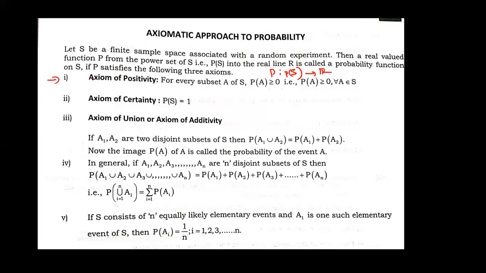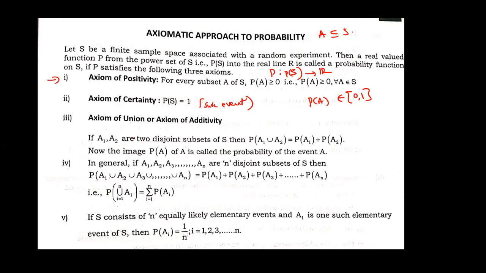See, students, one. What is the axiom of positivity? For any subset A of S, what is the probability of A? That is the closed interval 0, 1. Events E1, E2, E3, and so on. Choose any one event. What is the probability of such a particular event? The range is always 0 to 1. P of S is equal to 1 means what? That is the sure event. That's the meaning.